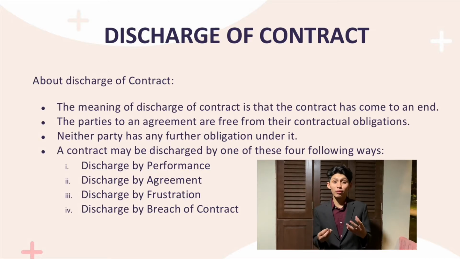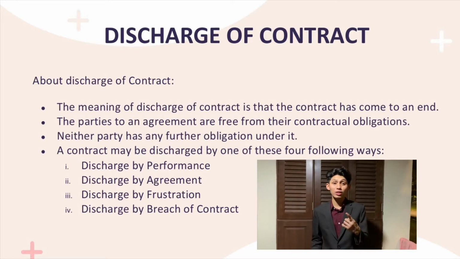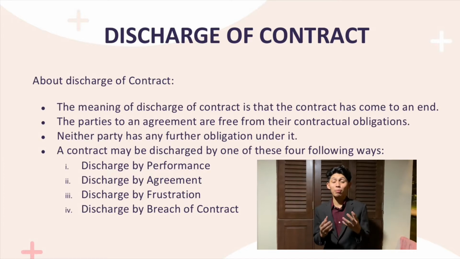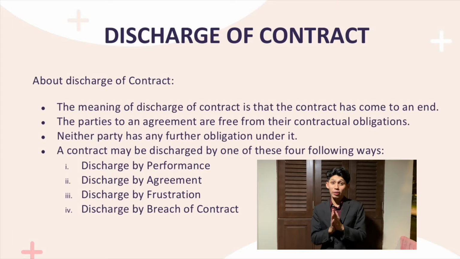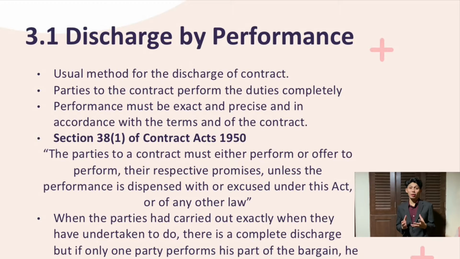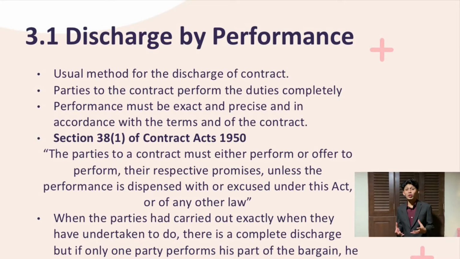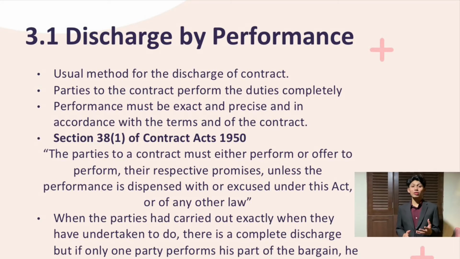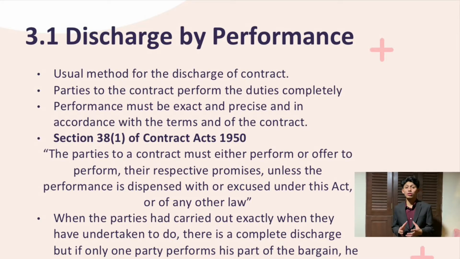of these four following ways: first, discharge by performance, second, discharge by agreement, third, discharge by frustration, and lastly, the fourth one, discharge by breach of contract. So the first one, discharge by performance, firstly is the usual method for the discharge of contract. Second, the parties to the contract perform the duties completely, and third, performance must be exact and precise and in accordance with the terms of the contract.